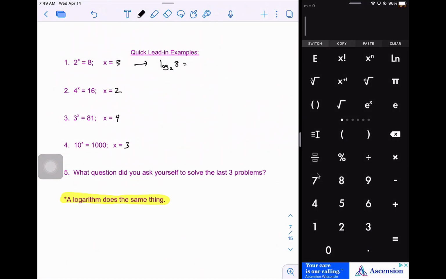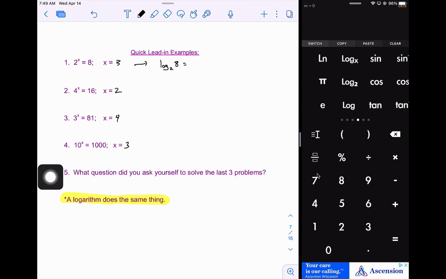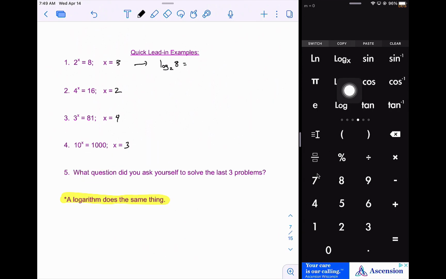so if you notice on your calculator, there's a couple of different buttons. One of them is this LN button. Okay, this one right here. Oops. Right there is an LN button. We're going to talk about that later on. Okay, but for now, if you notice, there's this log X button. That's the one that you're going to be using on your calculator.